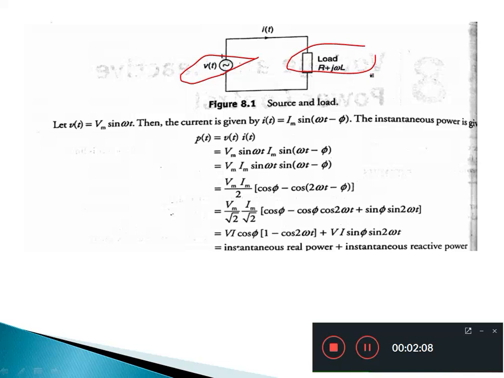Then you have to write the RMS values, that is, the RMS equations for this voltage and current. Irms is equal to Im by root 2 and Vrms is equal to Vm by root 2. By rearranging the equations, the denominator 2 can be rewritten as root 2 into root 2. So we get Vm by root 2 into Im by root 2 into (cos phi minus cos phi cos 2 omega t plus sin phi sin 2 omega t). Therefore, VI cos phi (1 minus cos 2 omega t) plus VI sin phi sin 2 omega t. So from one equation to the next, you have to apply the trigonometric relations.